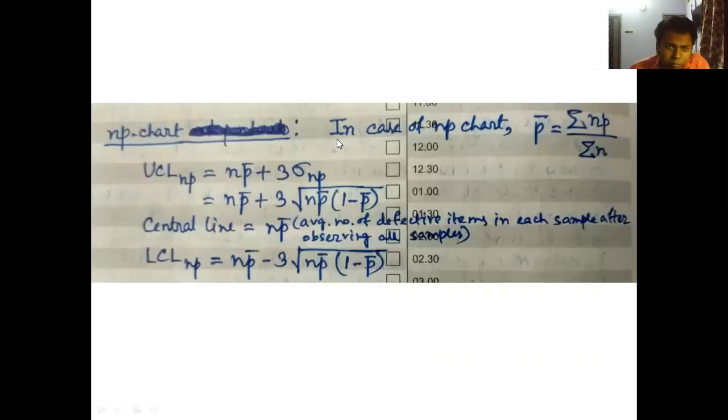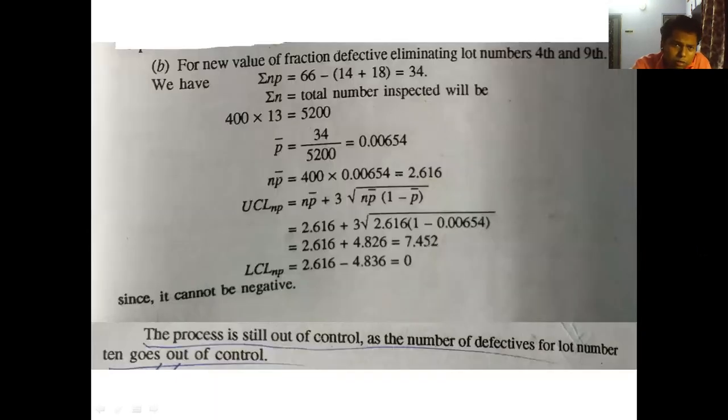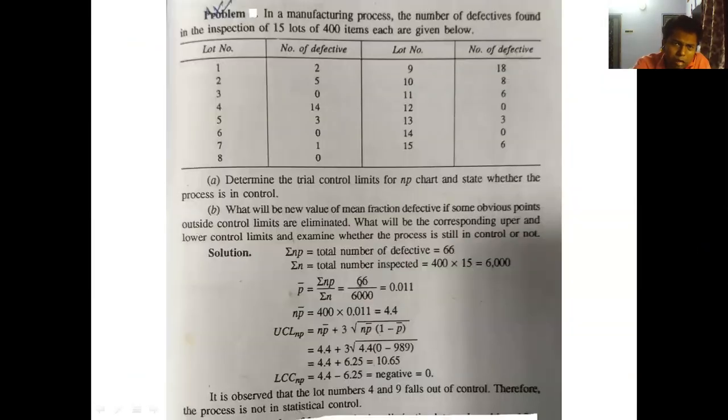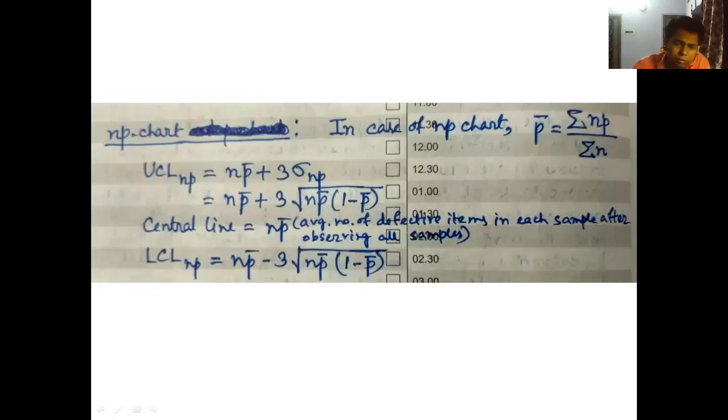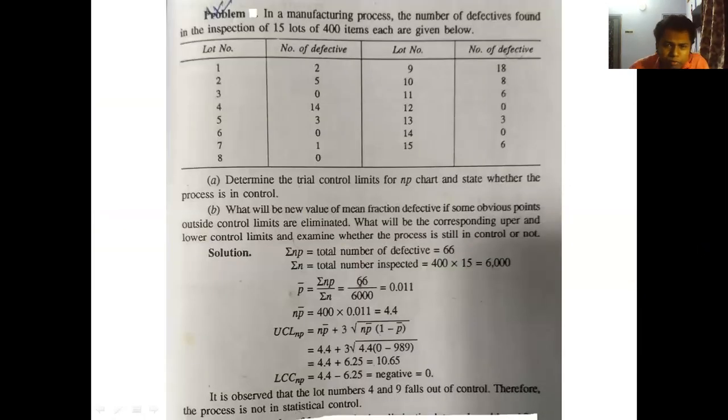Okay, now I will discuss the NP chart. The NP chart is also based on the binomial distribution, but I won't go through much detail about that. I have given an example of an NP chart as well, but there is not much advantage to using an NP chart, because the problem is there.